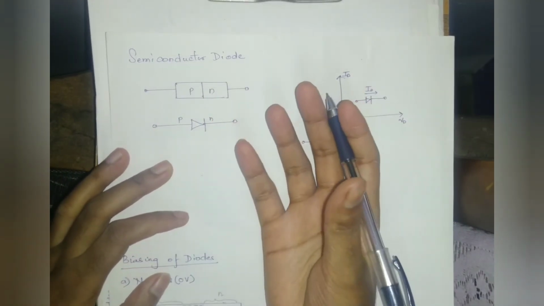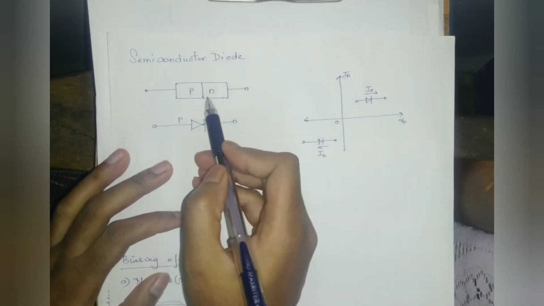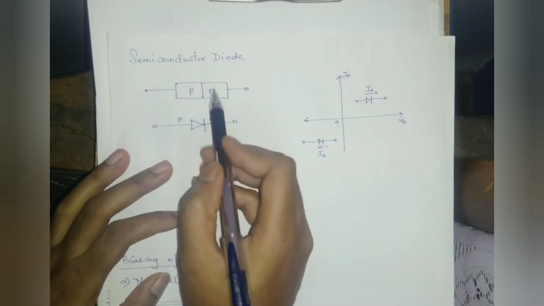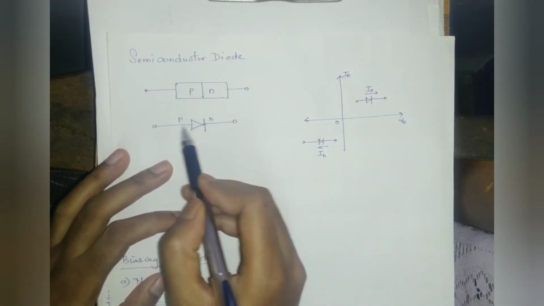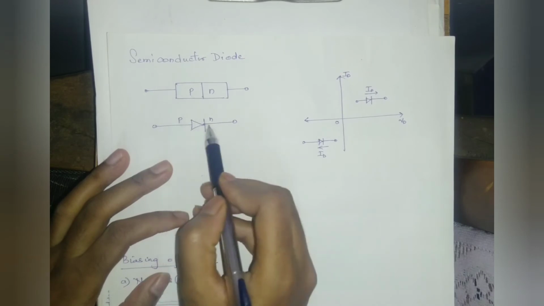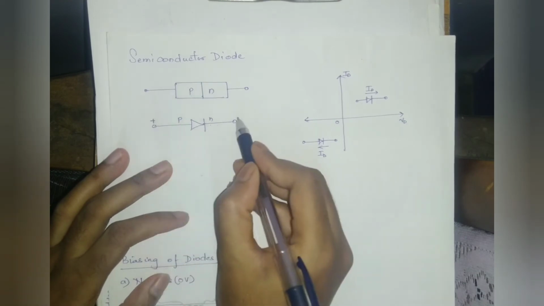What is the semiconductor diode? Basically, a semiconductor diode is constructed by bringing a p-type and n-type material together. As you can see in this figure, p-type and n-type together, and this is the schematic symbol. This is the symbol of a diode with a P and N, p-type and n-type. P is the positive and N is the negative.